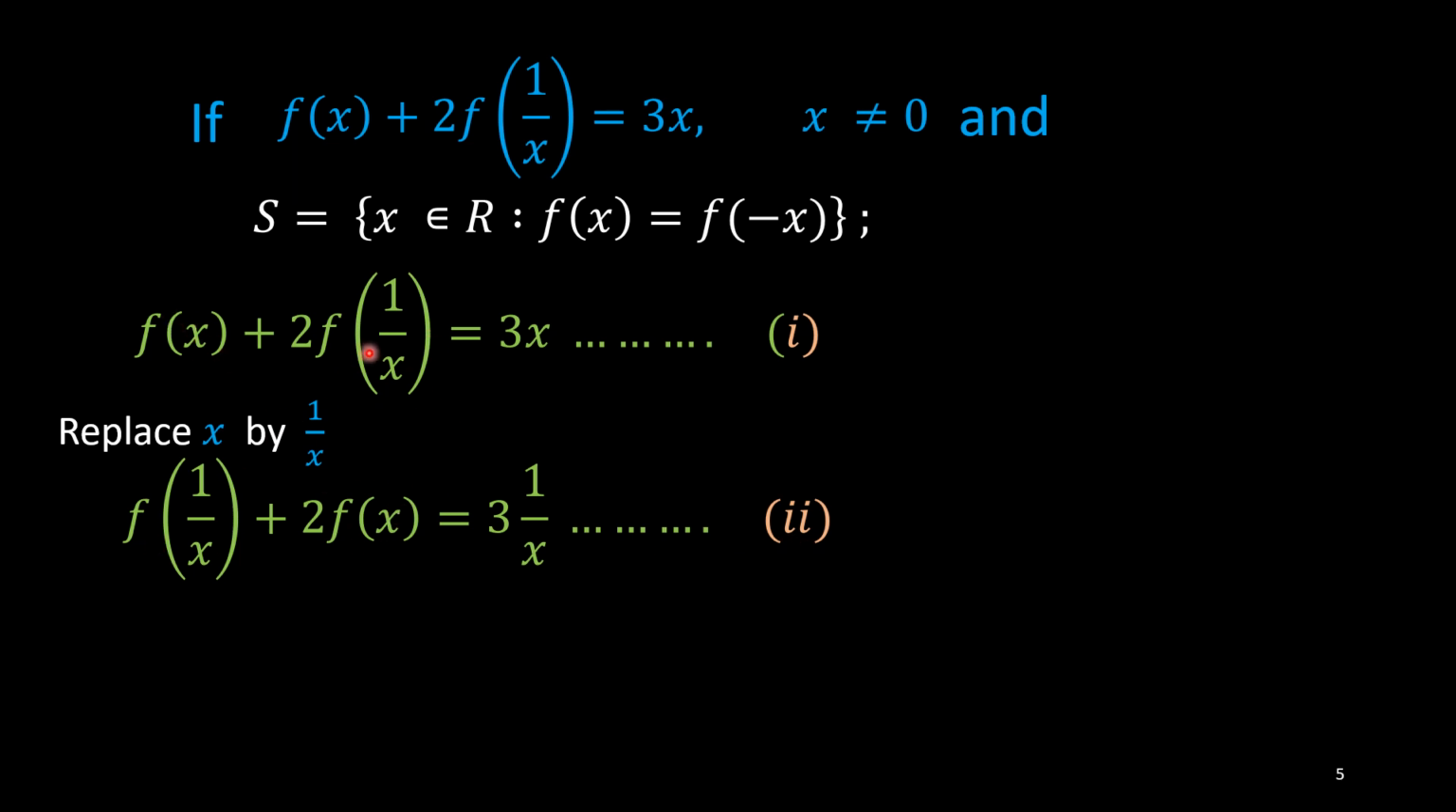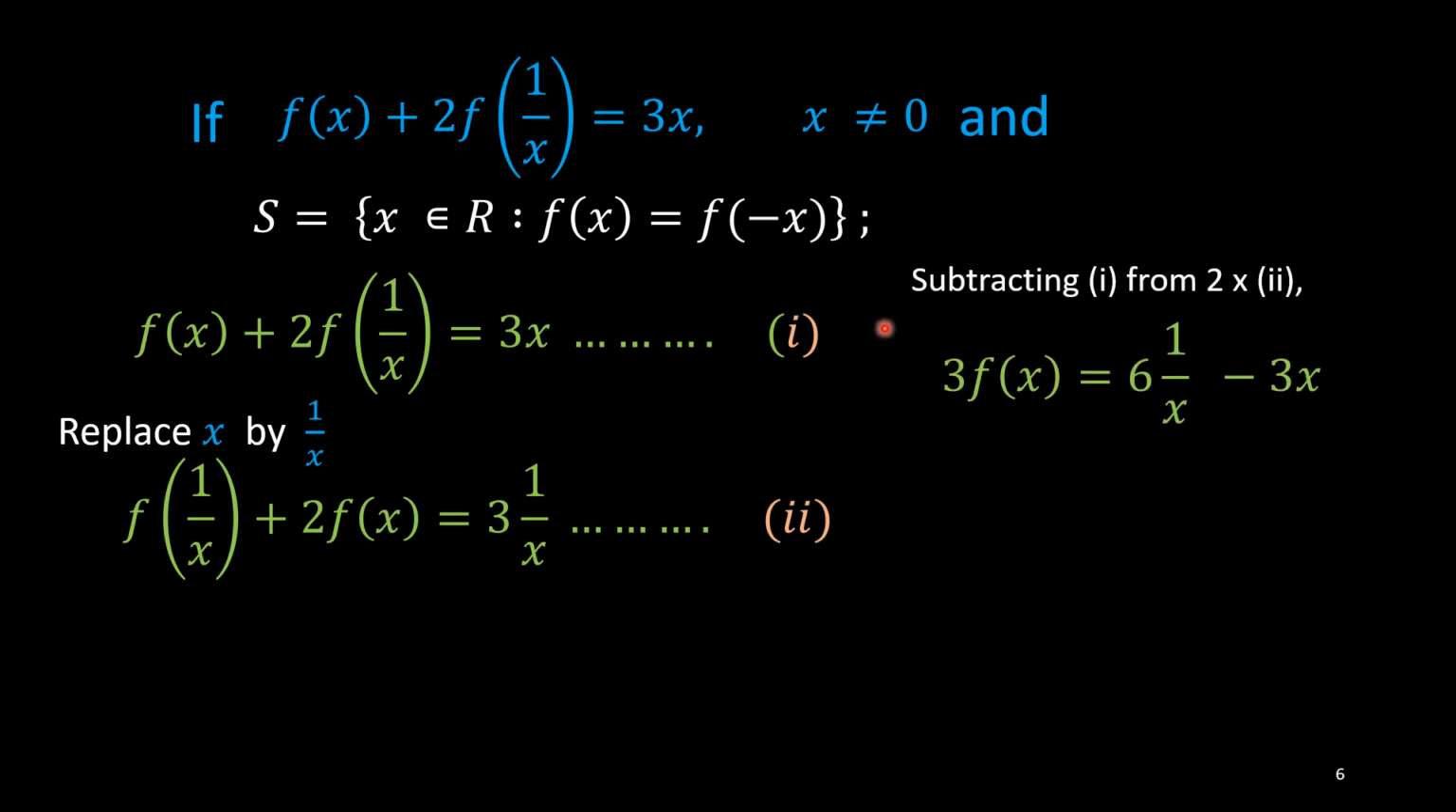We can eliminate these terms. Here it is 2 times, so I need to multiply equation number 2 by 2. Then we can subtract equation number 1 from 2 times equation number 2. Then these terms will cancel out, and we can find only f(x). So we subtract equation 1 from 2 times the second equation.